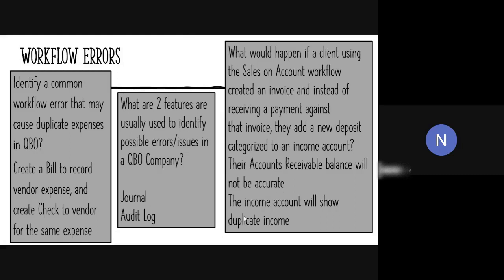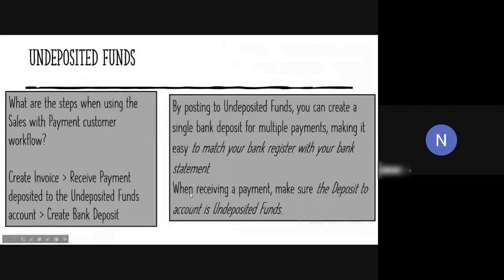So that's why you would have duplicate income. Because then when you got the money, you created a new deposit and put it in an income account. So you're showing 2 revenues when you really only earned 1. Undeposited funds. So we've talked about this in a couple of videos.